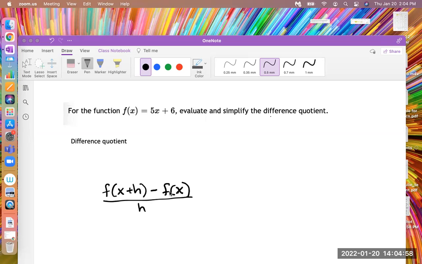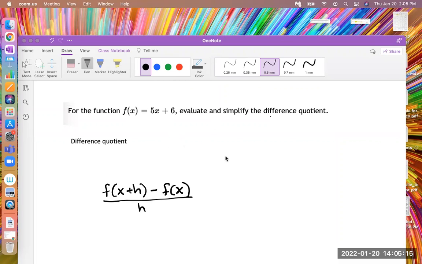Hopefully in previous homework problems in this section, you already got a little bit of experience plugging a function into a function. So hopefully that's not very new, and you'll be prepared for this type of problem.